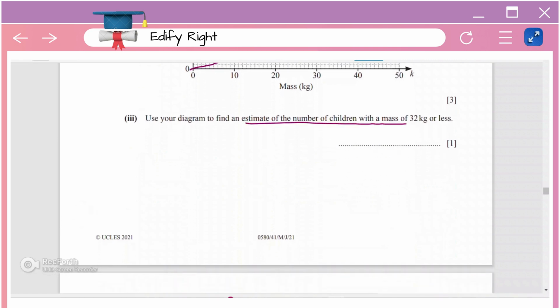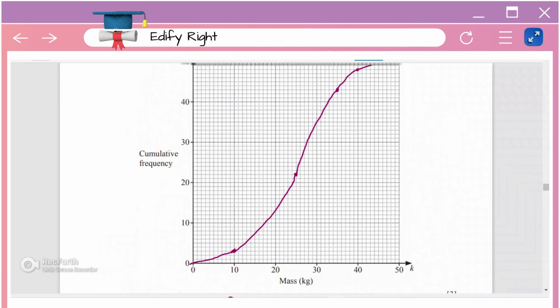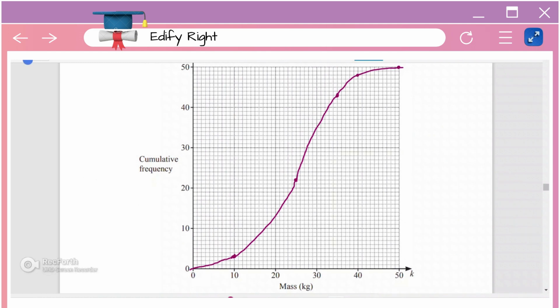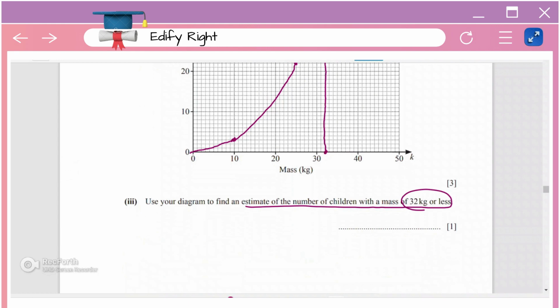Next, use your diagram to find an estimate of the number of children with a mass of 32 kgs or less. So a mass of 32 kgs or less. So this is my, let's say, 32. So if I have to draw a line like this, it would meet somewhere over here. So it's approximately 38 or 37, you can say. So about 37 children have a mass of 32 kgs or less.